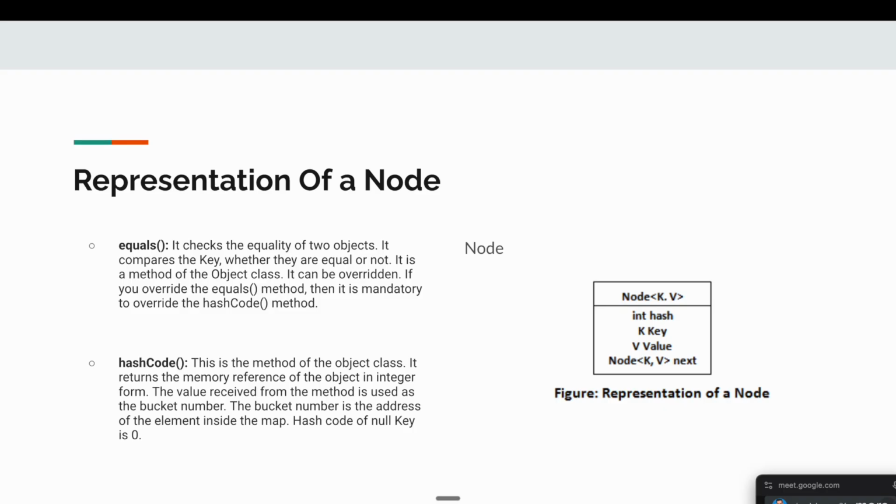One more thing. If you override the equals method, then it is mandatory to override the hashcode method. This is very important. It will take some time to understand in detail, but just remember that if you are overriding the equals method, it is mandatory to override the hashcode method, or else the implementation will not give you the correct value sometimes. It is a contract in Java. There is a contract between equals and hashcode method.